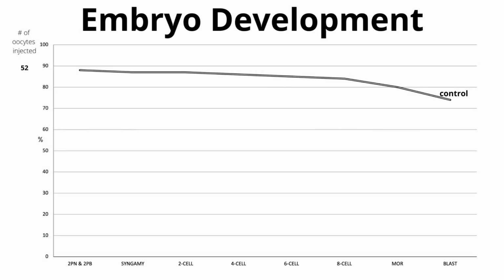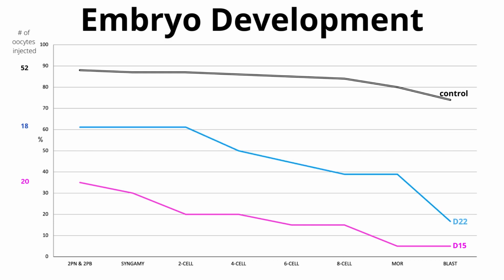Control zygotes achieved a fertilization rate of about 88% and a blastocyst rate of about 77%. Oocytes injected on day 15, the shortest exposure time, had a fertilization rate of 35%, 2-cell rate of about 20%, and a blastocyst rate of 5%. Oocytes injected with day 22 cells achieved a fertilization rate of about 61%, 2-cell rate of about 61% as well, and a 17% blastocyst rate.